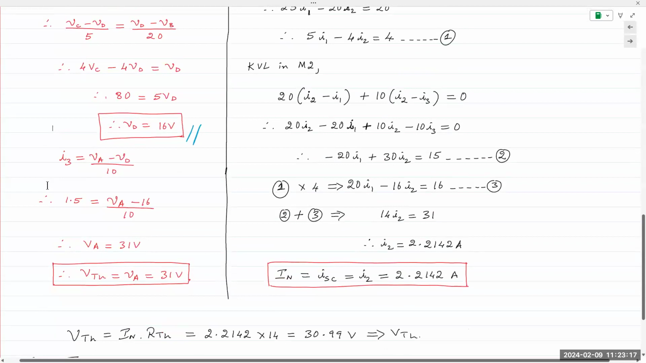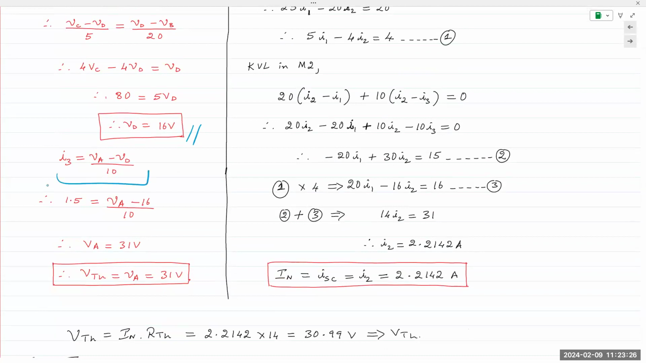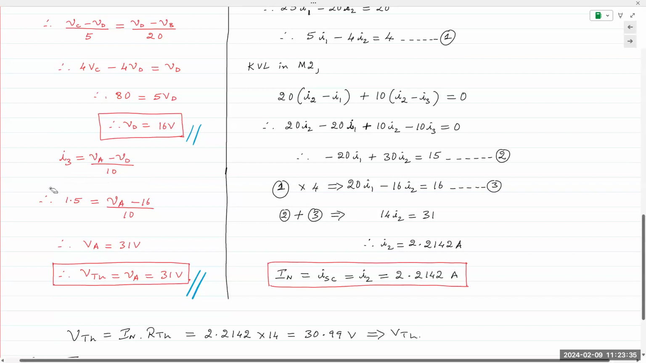Then I need to find a value for node A. I simply pick an equation which has node A in it, which would be I3. Plug in the value for VD, and I obtain my answer at A as 31 volts. Let's take a 10-second pause while you write that down. Again, this is the node voltage analysis simply to find the Thevenin voltage. It has no bearing whatsoever on the mesh current analysis or the Thevenin resistance. All right, any questions?